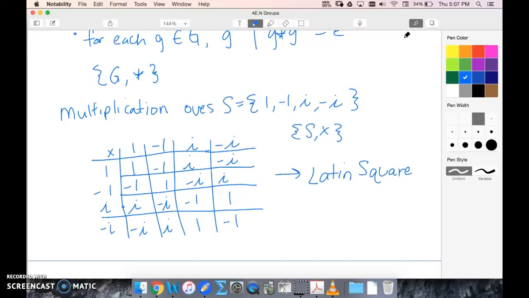Also, notice my leading diagonal here. I'm going to highlight the leading diagonal. So here's my leading diagonal. And across my leading diagonal, my table is symmetric. So I've got 1, 1. I've got negative i, sort of looking across this square, i, negative 1, i. So I've got symmetry across the leading diagonal. That's one way of seeing that my operation is also commutative.